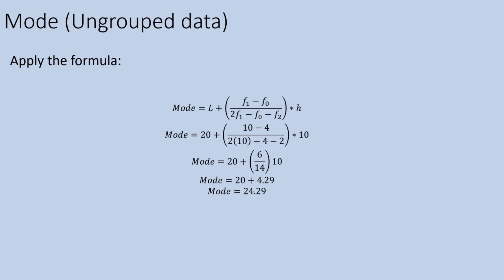Mode is equal to 20 plus 6 by 14 into 10. So mode is equal to 20 plus 4.29, where mode is equal to 24.29.